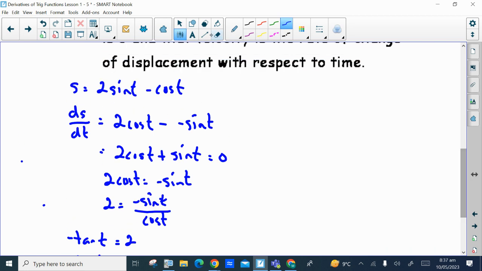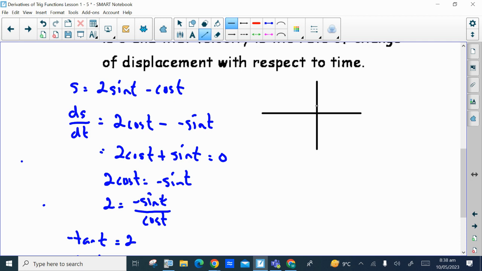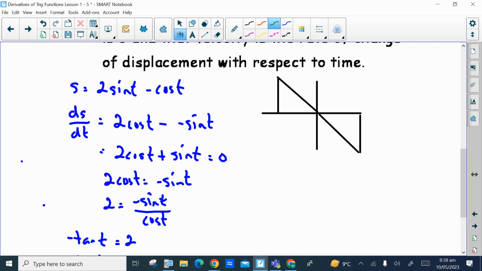Two quadrants where tangent is negative. Those being the second quadrant and the fourth quadrant. And again, we know this because of our CAST rule. Tangent is positive in the first and third quadrants, so negative in the second and fourth. You with us, Brighton? Okay.